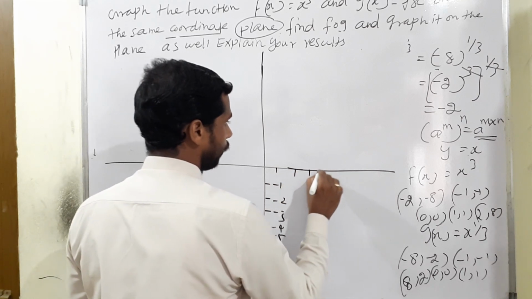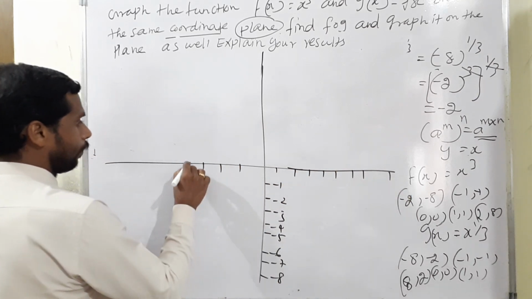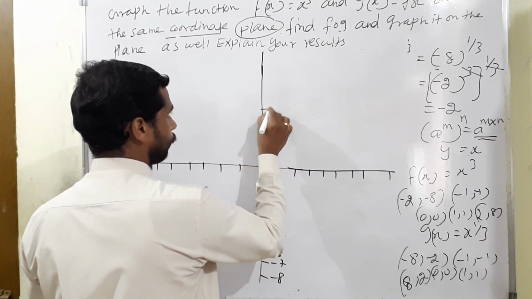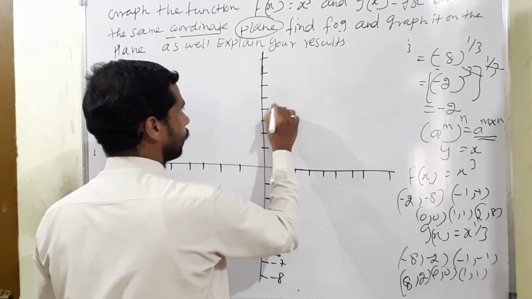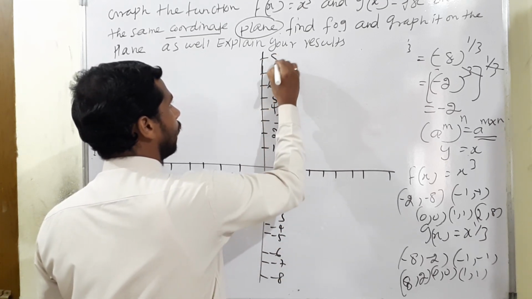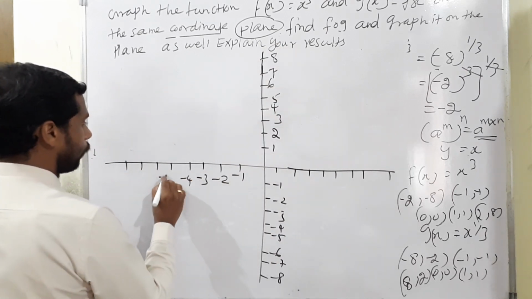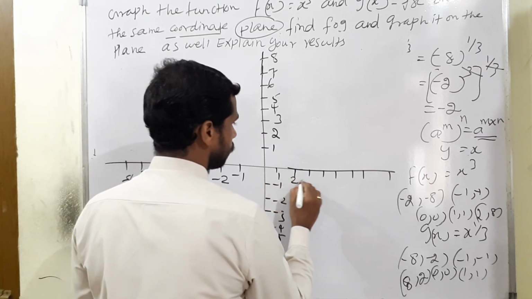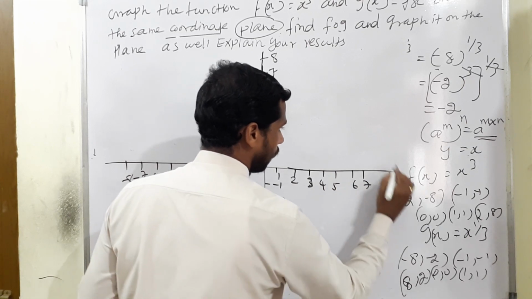Marking the axis scale: 1, 2, 3, 4, 5, 6, 7, 8, and minus 1 through minus 8 on the negative side, then 1 through 8 again.